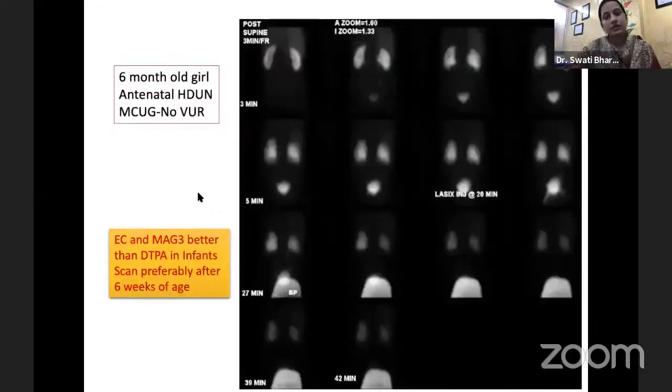So this is a DTPA scan of a patient with bilateral hydroureteronephrosis with no reflux on MCUG. So scan was done to rule out obstruction.